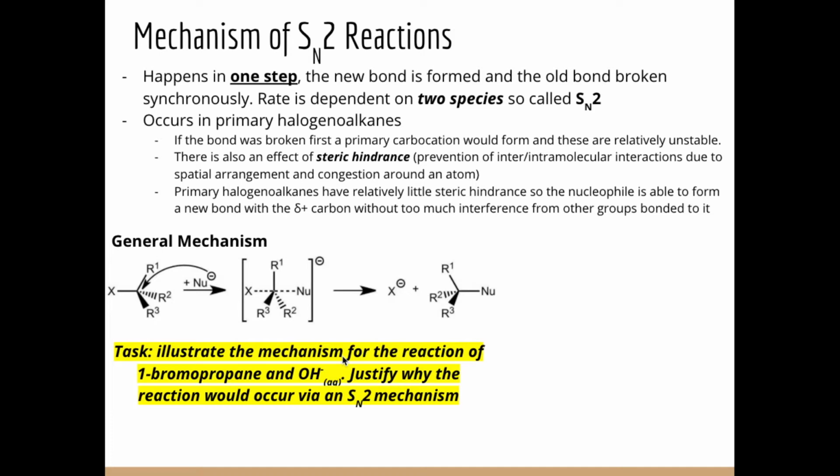Give this a go. So I've given you a general mechanism. Can you use this general mechanism to show what the mechanism for the reaction between 1-bromopropane and hydroxide would be? And then can you justify why the reaction would occur via an SN2 mechanism? Give that a go and then we'll check it on the board here.